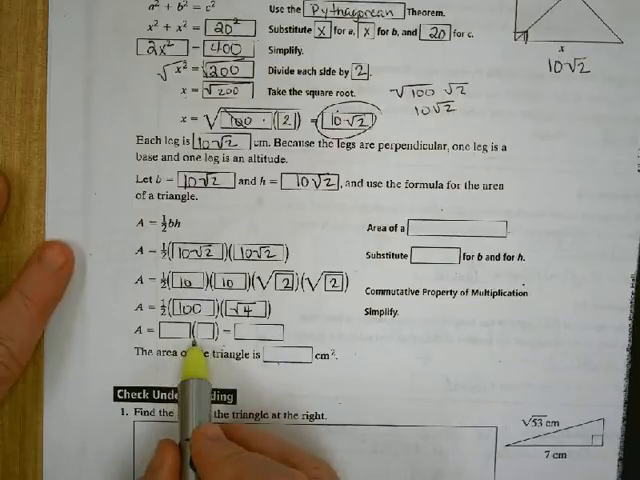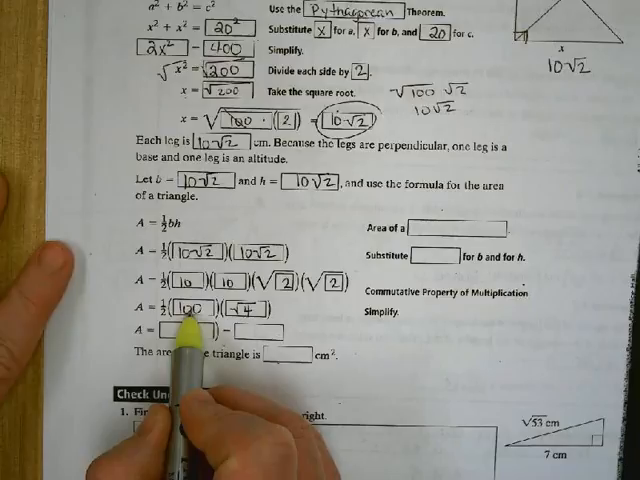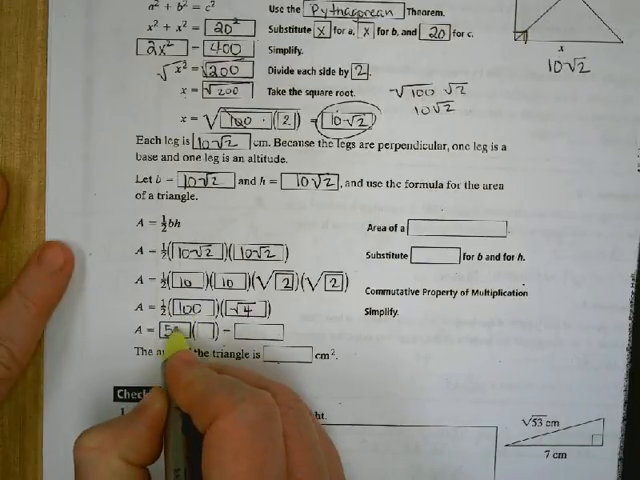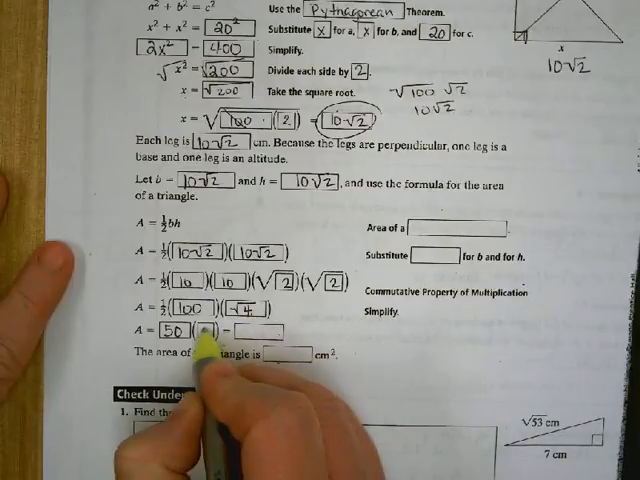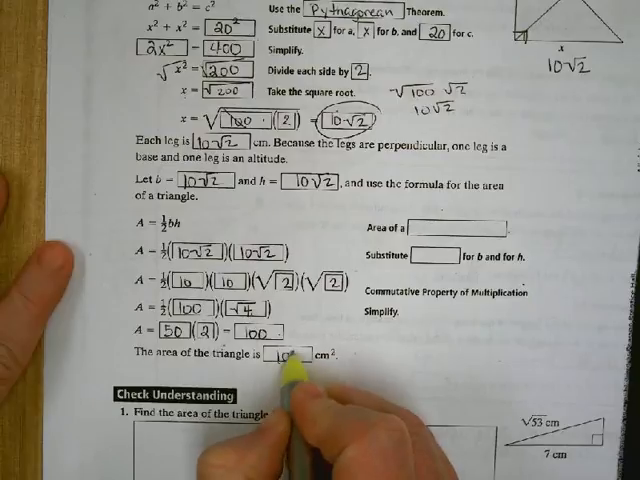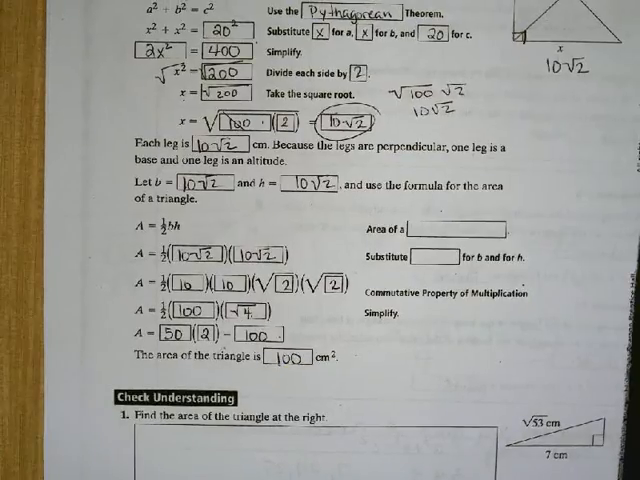So I have 1/2 of 100. What's 1/2 of 100? 50. And what's the square root of 4? 2. And 50 times 2 is 100. So the area of this triangle is 100 centimeters.